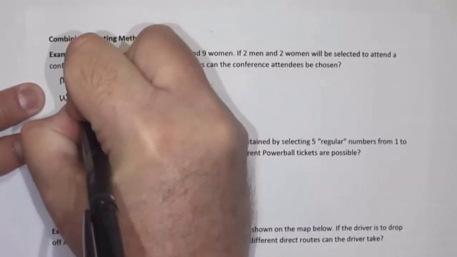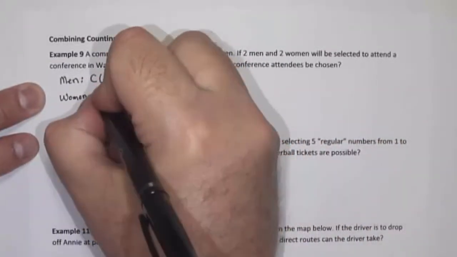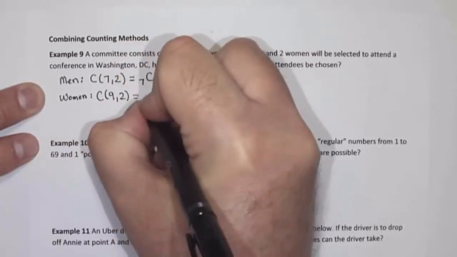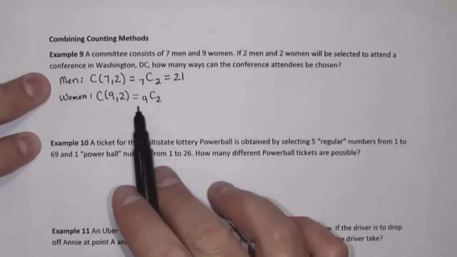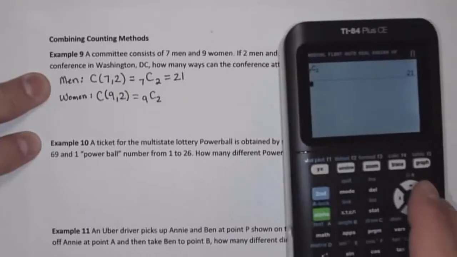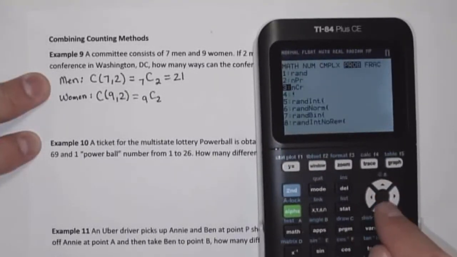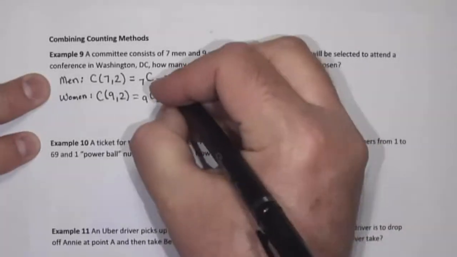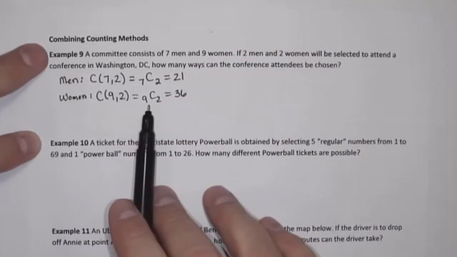Now what about the women? Well, there's 9 women, we're selecting 2 of them. So that would be a combination of 9, choose 2, or again, we could use our other notation. It's a combination because the order that the 2 women are selected doesn't matter. So if I pull back in my calculator, 9, math, probability, combination, choose 2, there's 36 different ways that we could choose the 2 women.